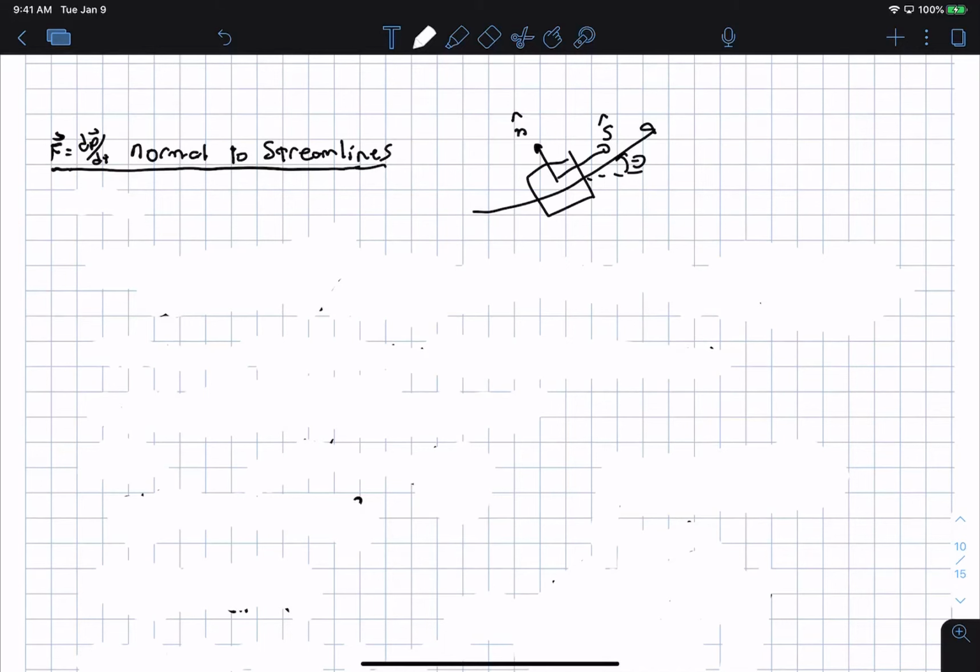So now we're going to discuss what to do when you want to use F equals ma for a fluid element, not along the streamline like we did to derive the Bernoulli equation, but in the direction normal to the streamline. So now we're going to discuss what to do with that case.